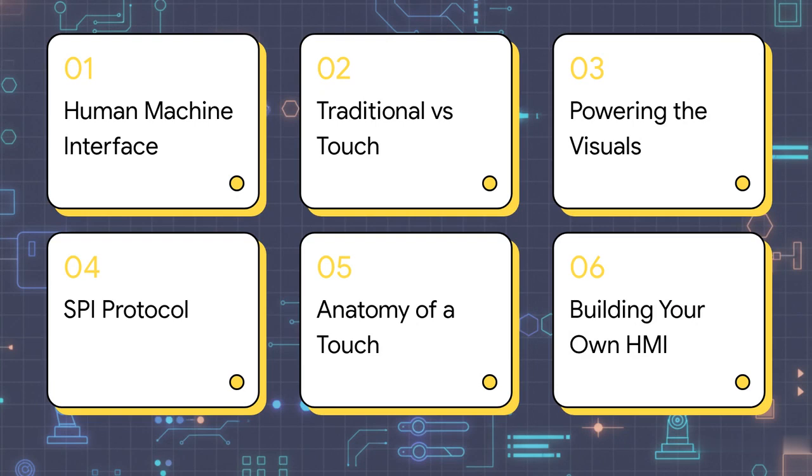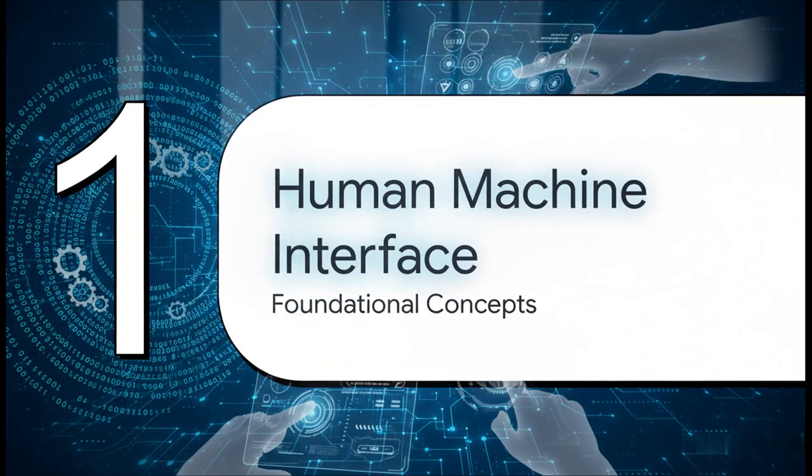All right, let's take a quick look at our roadmap for today. First, we'll cover the human-machine interface, then traditional versus touch interfaces, powering the visuals with the ILI 9341, how they talk using the SPI protocol, the anatomy of a touch, and finally, building your own HMI. Jumping right into Section 1, the human-machine interface, and its foundational concepts.